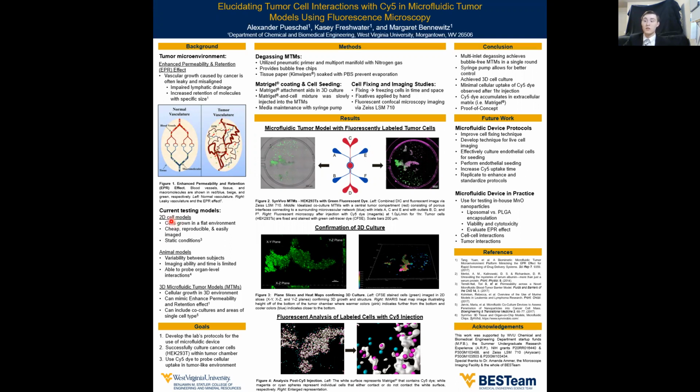So then there's the current testing strategy to go from 2D cell models to inform animal models. However, 2D cell models don't very well inform that, and that's because the cells are grown in a flat environment and they don't incorporate a lot of biological characteristics such as dynamic flow. These are under static flow. However, they are cheap, reproducible, and easily imaged.